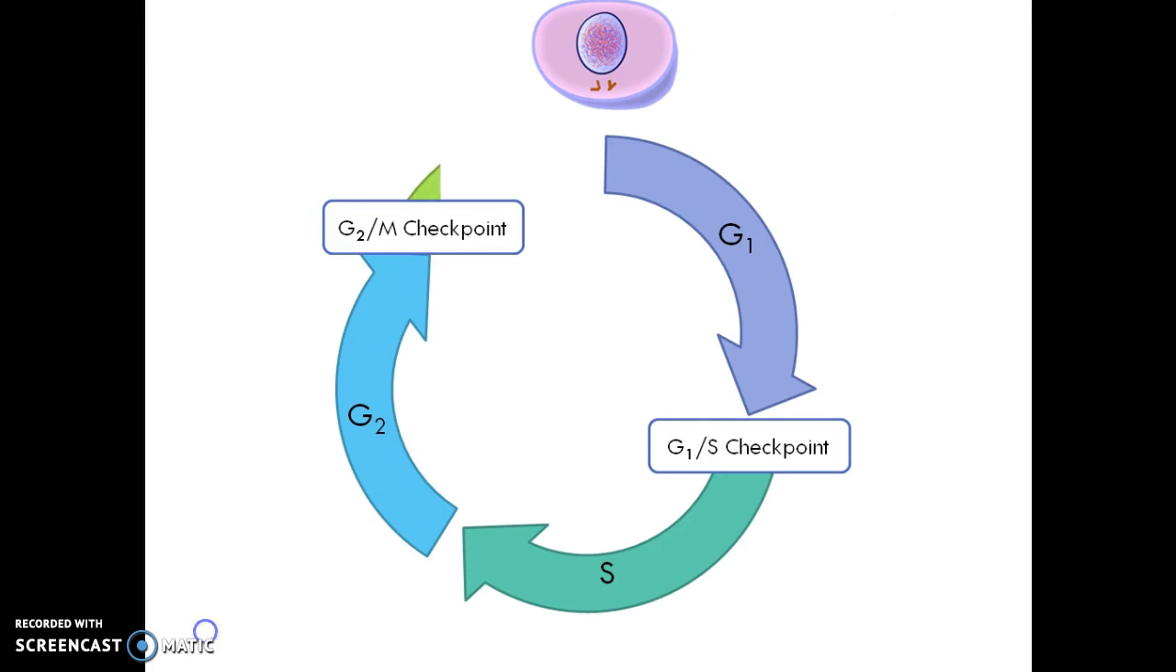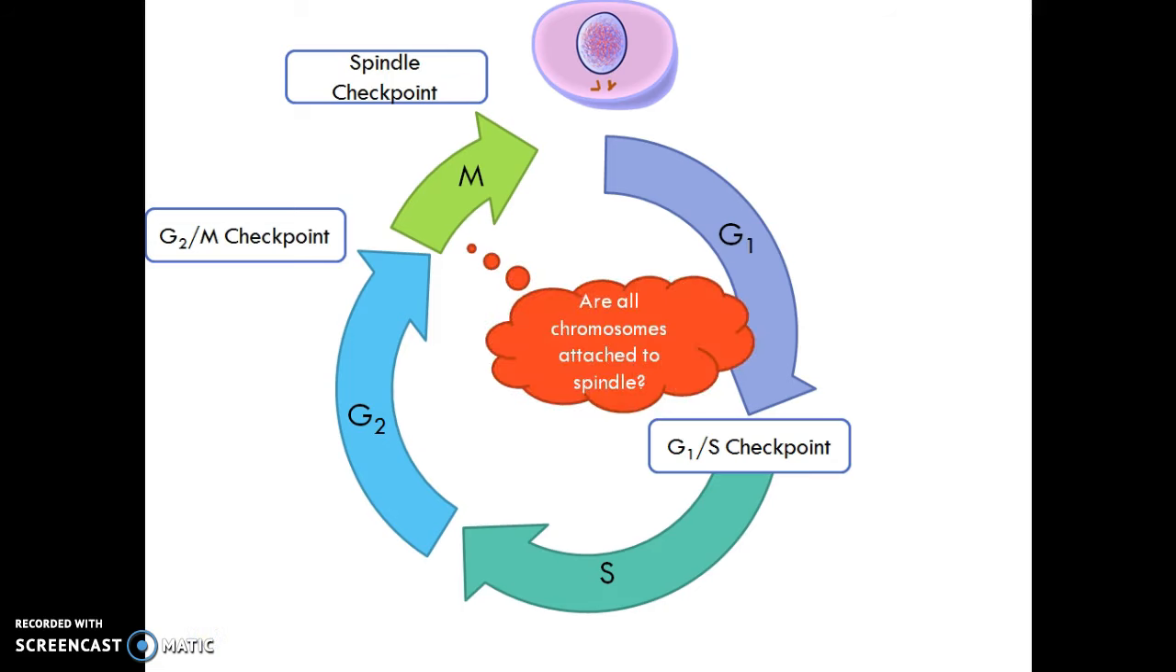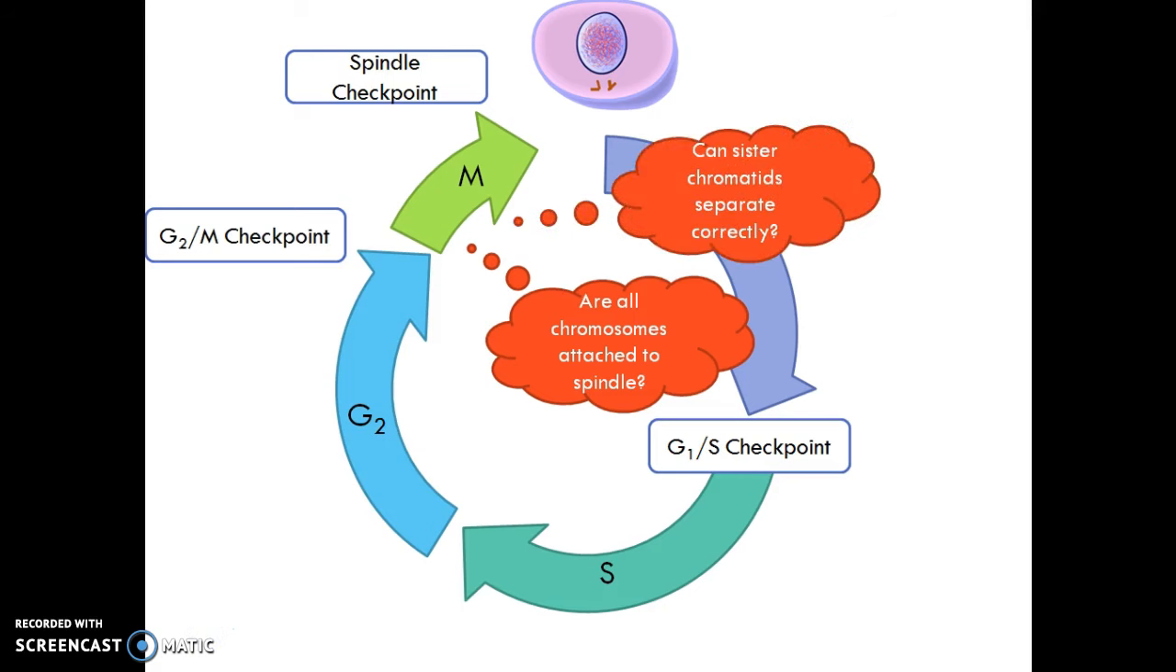to mitosis. Remember, mitosis has 4 stages: prophase, metaphase, anaphase, and telophase. Between metaphase and anaphase, we're going to hit the spindle checkpoint. The spindle checkpoint is going to look for 2 things. Number 1, it's going to look to see if all of the chromosomes have been attached correctly to the spindle. And it's going to determine if the sister chromatids can separate correctly, half to one end of the cell, the other half to the other end of the cell, to create 2 identical cells in the end.